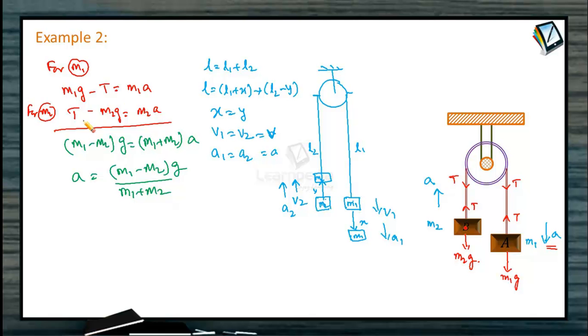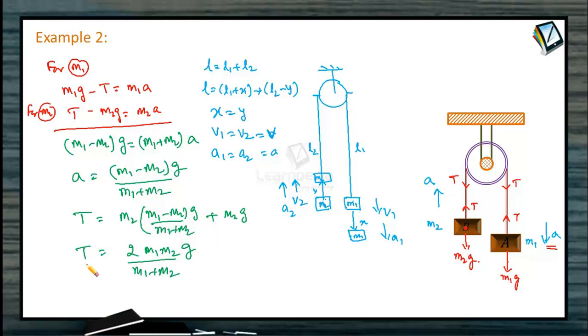Substituting this in either equation 1 or 2, we can write T is equal to M2 into this value, M1 minus M2, times G, divided by M1 plus M2, plus M2G. Expanding the term and cancelling, we get 2 M1 M2 G divided by M1 plus M2. So getting tension and acceleration is very easy once we get the acceleration from the constraint.